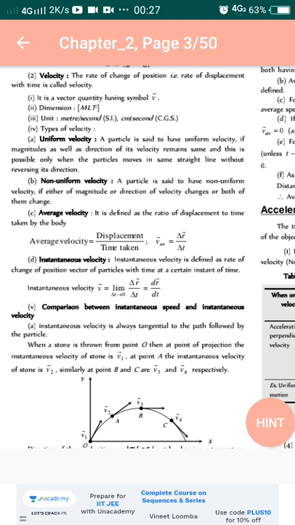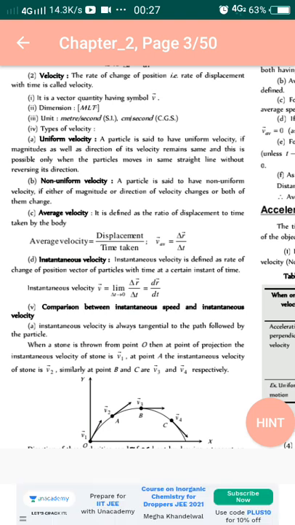Then instantaneous velocity. Instantaneous velocity is defined as the rate of change of the position vector of a particle with time at a certain instant of time. In limit form, as delta t tends to 0, instantaneous velocity equals delta r vector upon delta t, which equals d r vector upon dt.